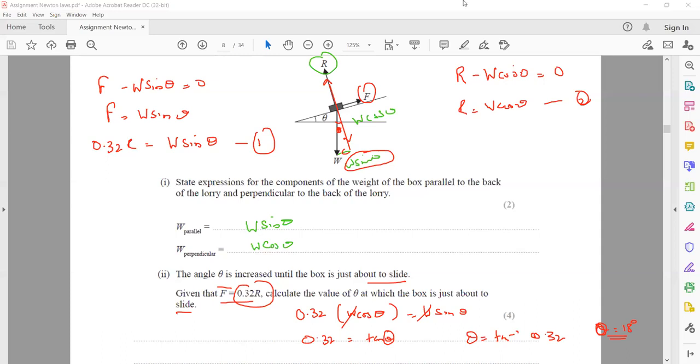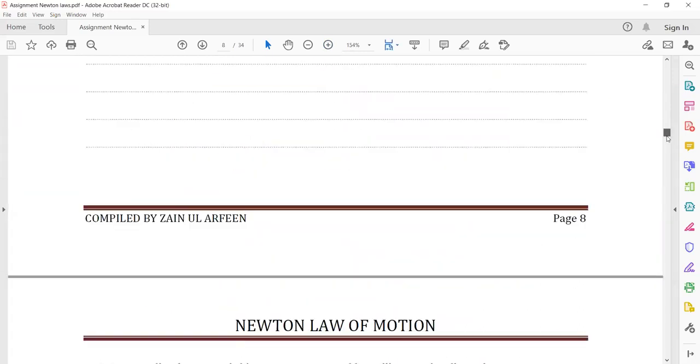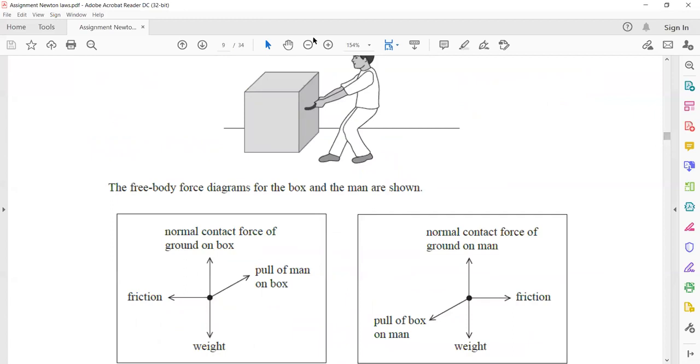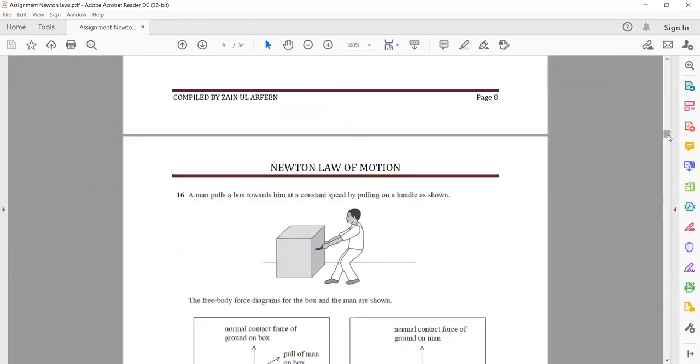So the mathematical equation, the substitution method, how to solve simultaneous equations, that is also important. A similar question we already discussed.